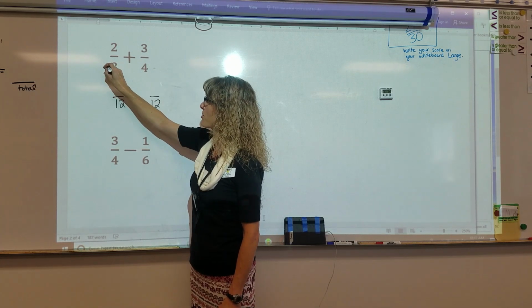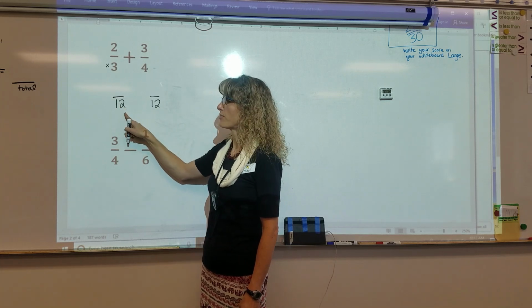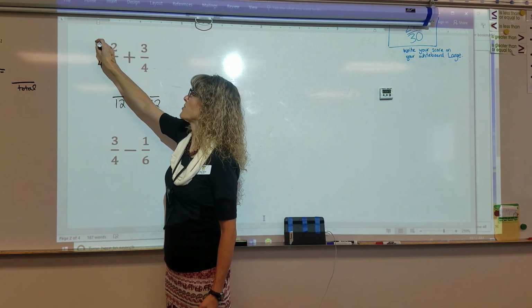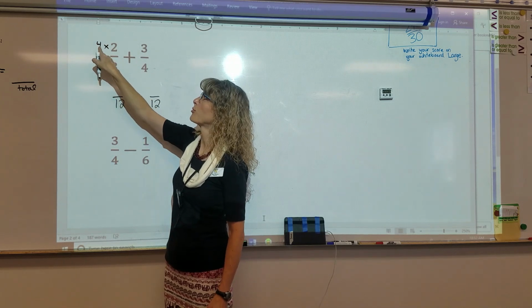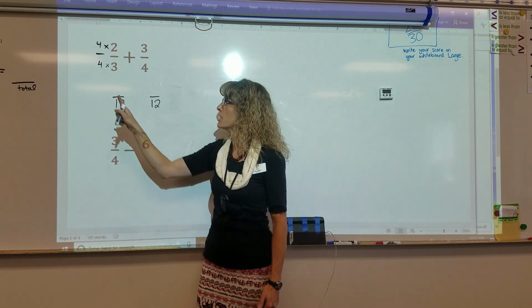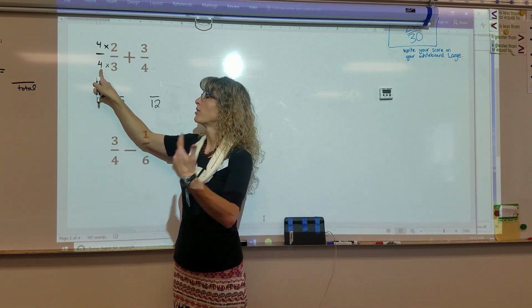So what would I do to my 3 to turn it into a 12? I would multiply it by 4. If I multiply the 3 by 4, I also have to multiply the 2 by 4 because I'm really multiplying by 1, my identity property, right? I'm multiplying by 1, so I'm making an equivalent fraction.